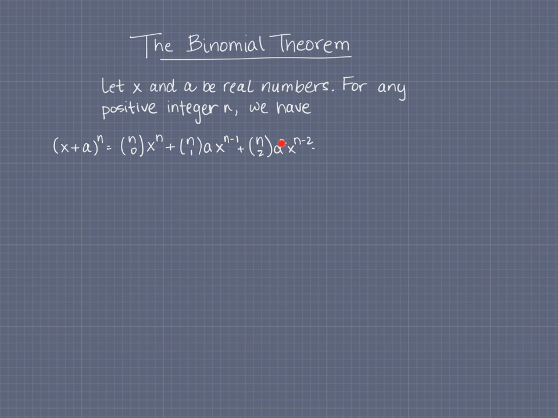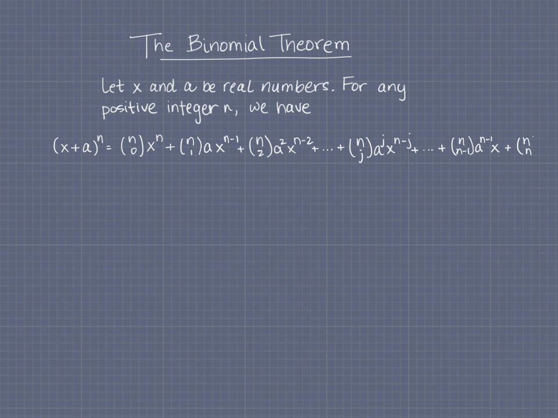Now a gets a second power, right? It's going up by 1, and x is going down by another 1. And our arbitrary term here, just any general term in the expansion, would be n choose j, a is raised to the jth power, and x is raised to the n minus j power. Remember, your exponents on a and x always must add to n, so j plus n minus j is n.